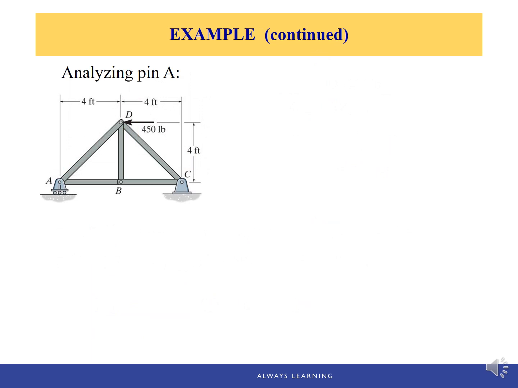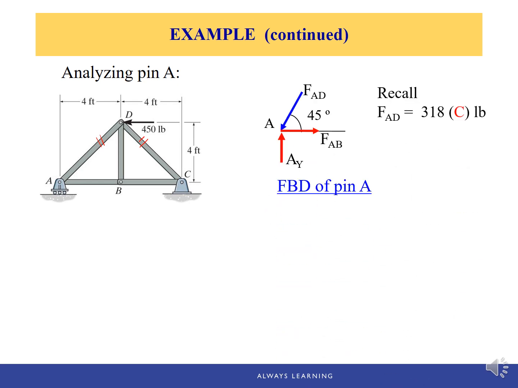From the analysis of pin D, we solved member AD and member CD. So you can put a mark on your diagram showing that those members are already solved, and you can use the value for the other pins. So next we're going to do pin A. And for pin A, we'll have FAD. Again, we already solved FAD from pin D, and FAD is in compression. The magnitude is 318 pound force.